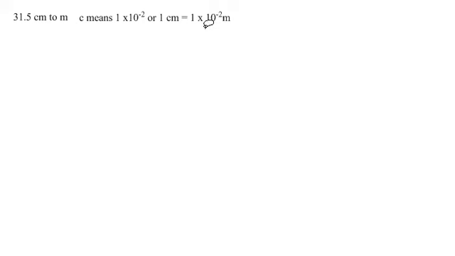That 1 times 10 to the negative 2 fills in, on the right side, for the C that's there on the left side. We can convert these to conversion factors since they're equal to one another. And from this we can get two conversion factors.